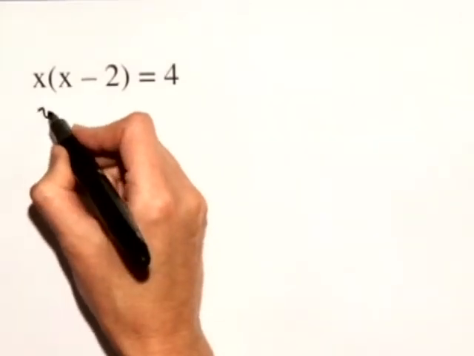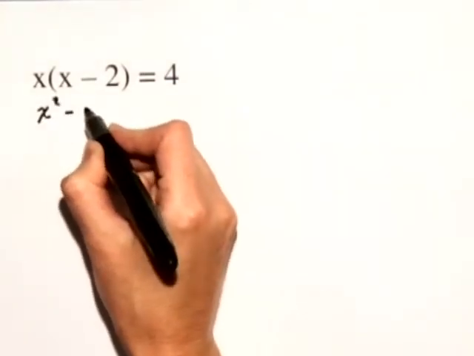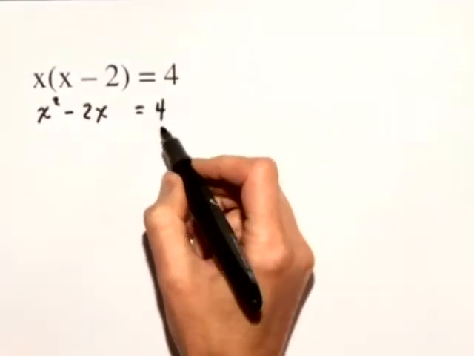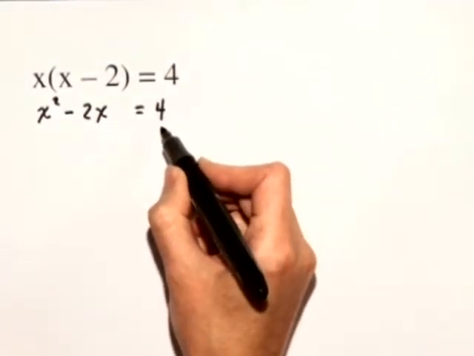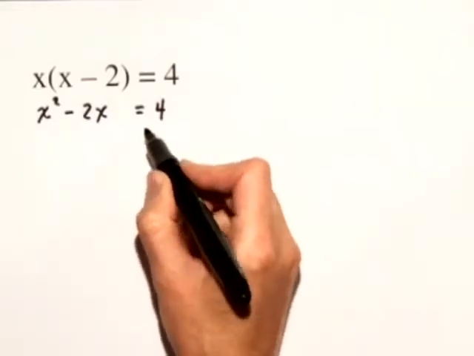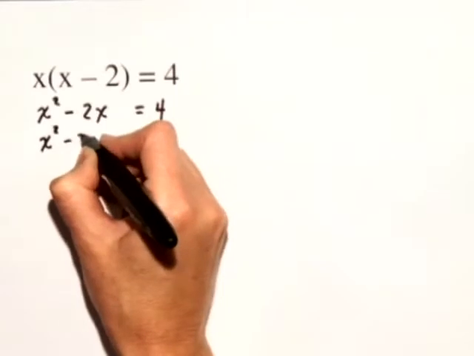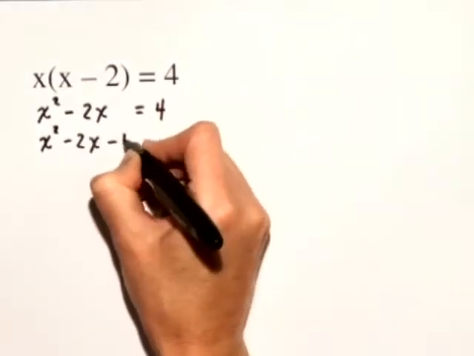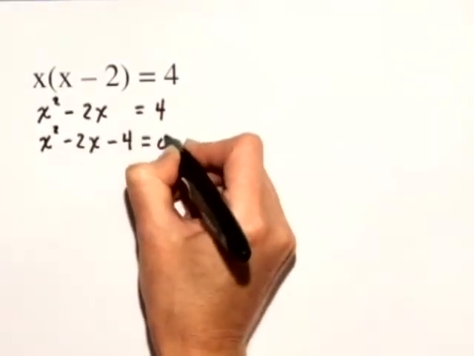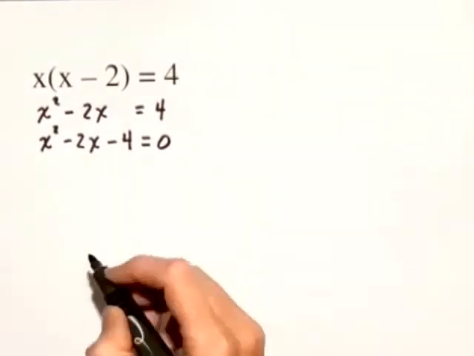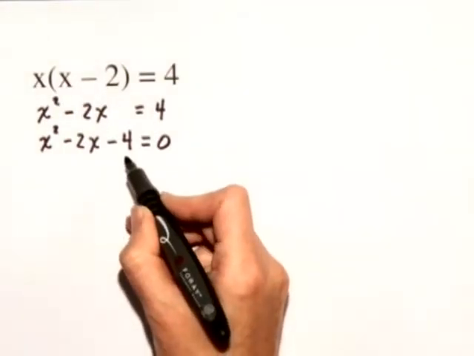When we do, we'll have x squared minus 2x is equal to 4. In order to solve this quadratic equation, we'll put it in standard form by subtracting 4 from both sides. And we have x squared minus 2x minus 4 is equal to 0. It's always a good idea to see if we can factor a quadratic equation, but in this case it doesn't look like we can factor it.